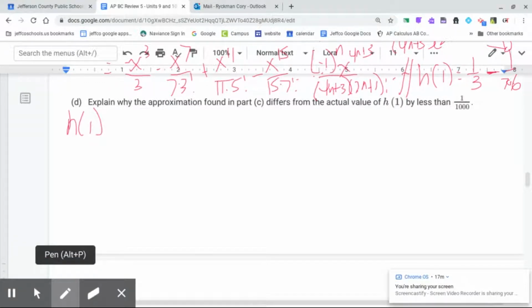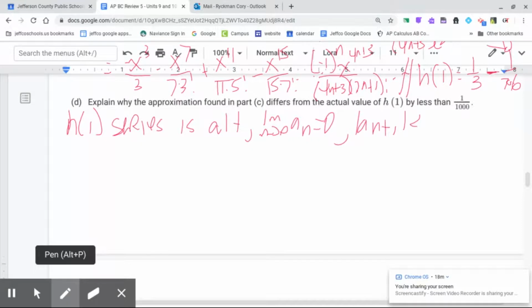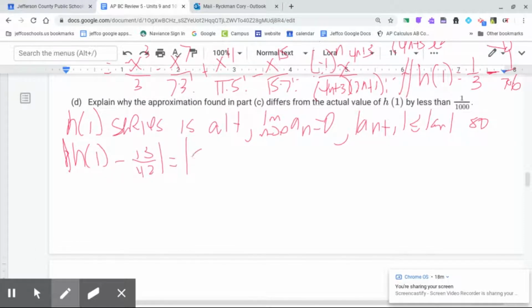The H series is alternating. The terms go to 0 and decrease. So it is the case that the true H at 1, which is exact, and my estimate of 13/42 is like the difference between the true infinite sum and the sum of two terms, which is less than or equal to A3.